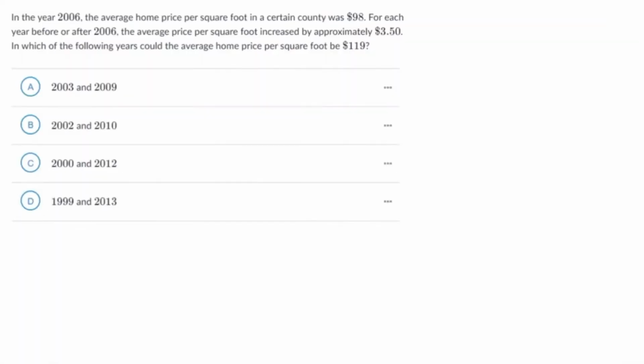Now for this question, they said in the year 2006, the average home price per square foot in a certain country was 98. In 2006, it was $98. For each year before or after 2006, the average price per square foot increased by approximately $3.5. Which of the following years could be the average home price per square foot? The average home price per square foot would be $119.